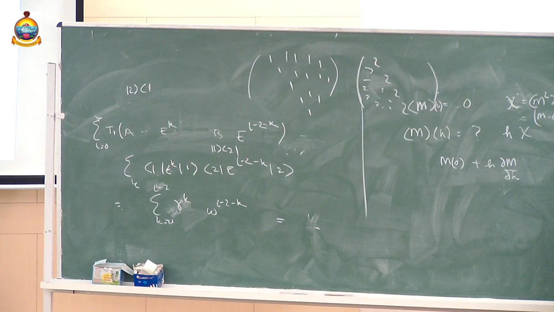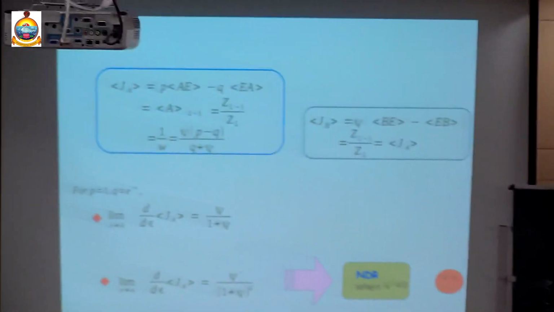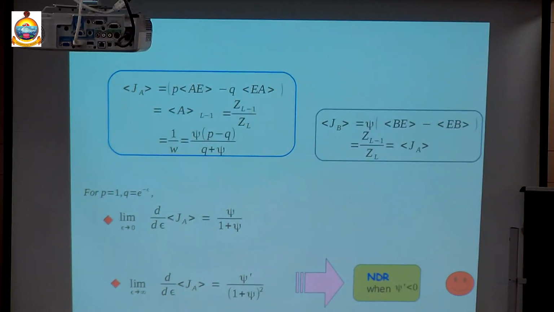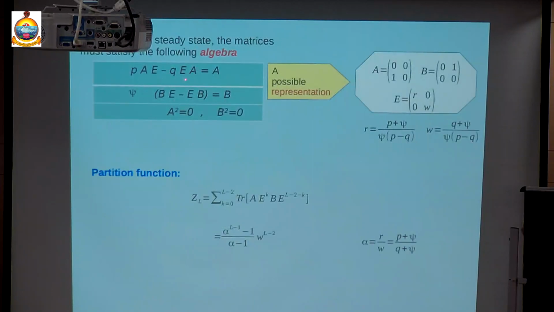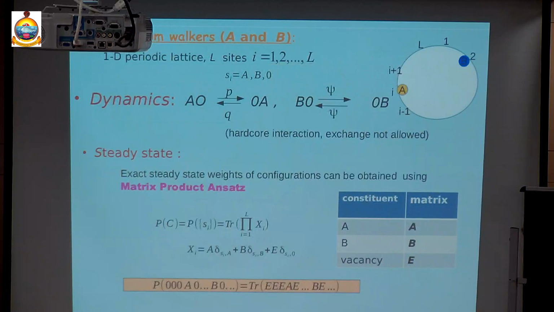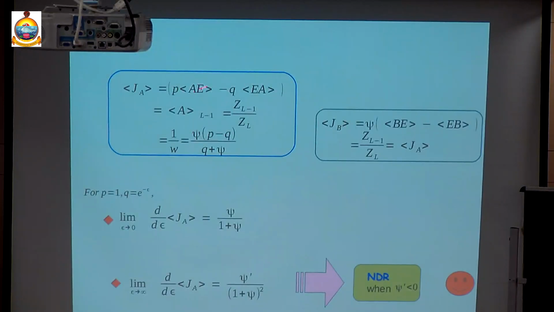So now if you want to calculate this partition function, let us look at the current. For the current, you know that A goes forward with rate P and A goes backward with rate Q. So this difference is the one which is current. So current is just P times AE minus Q times EA average, but P times AE minus Q times EA equal to A. So this one is just A average, but now you have AE, you are replacing by 1A. So the size is now reduced. So this is A average in a smaller size system, so this A average L minus 1.